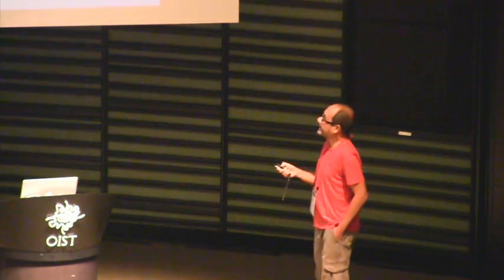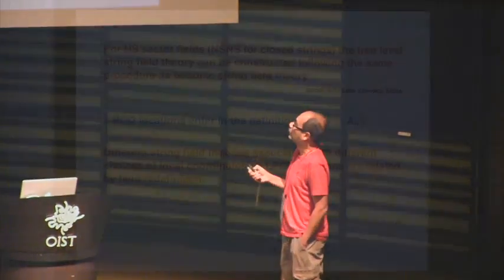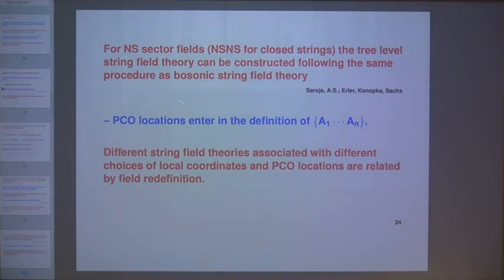Now, for NS sector fields, or NSNS for closed strings, the tree-level string field theory can be constructed following the same procedure as in bosonic string field theory. This in fact also goes back to early days, although there are some recent developments that I'll be describing later. So the PCO locations enter in the definition of this curly bracket, because now we also have to insert PCOs to make sense of this.